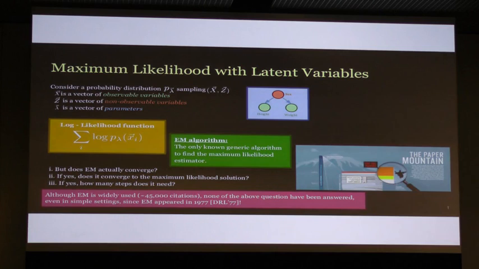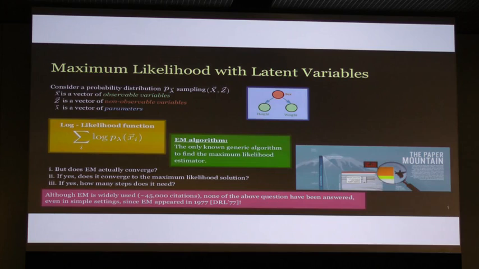In order to recover the parameters, the most natural thing to do is to find the set of parameters that maximizes the log likelihood function. And this is an NP-hard problem in general. But there is an algorithm, first proposed in 1977, the celebrated expectation maximization algorithm, that is the only known generic algorithm to find the maximum likelihood estimate.